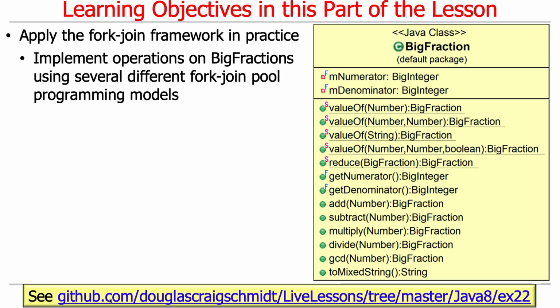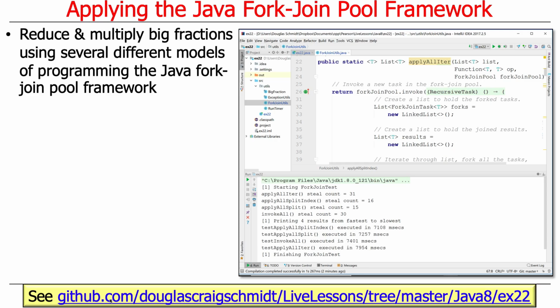So what we're going to do here is have a little example application, which you can download in the EX22 folder in my GitHub repository, that will implement operations on big fractions using a bunch of different fork join pool programming models. And a big fraction is just an arbitrary precision fraction class. Okay, so we're going to run this program here.